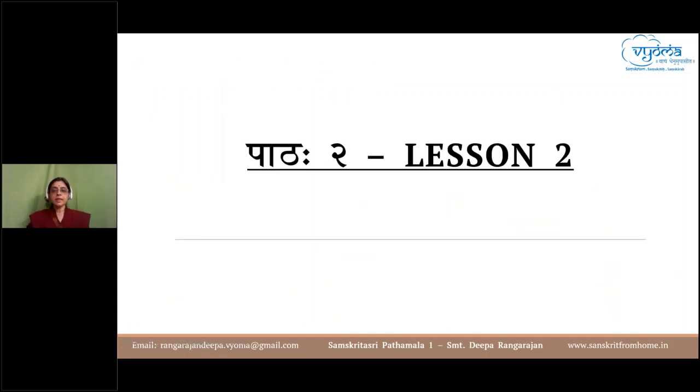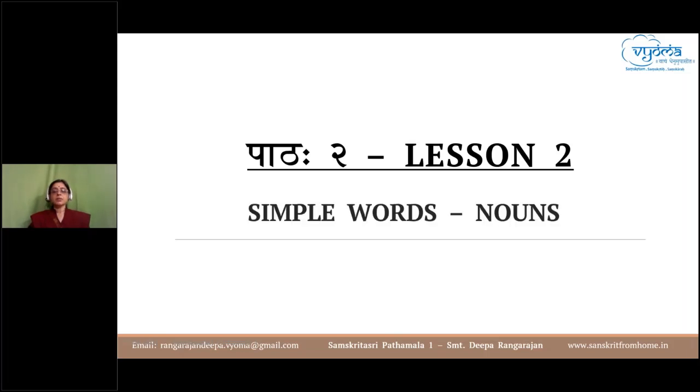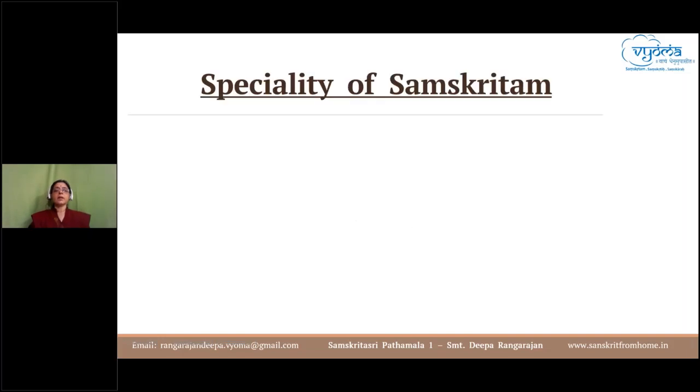So now let us begin lesson 2, where we will be learning some simple words in Sanskrit. Now that we have learned the alphabet, we will proceed with making simple akara ending words. First we will learn the nouns, then some pronouns, and based on that we can start the construction of sentences. But the first step is to know some nouns.